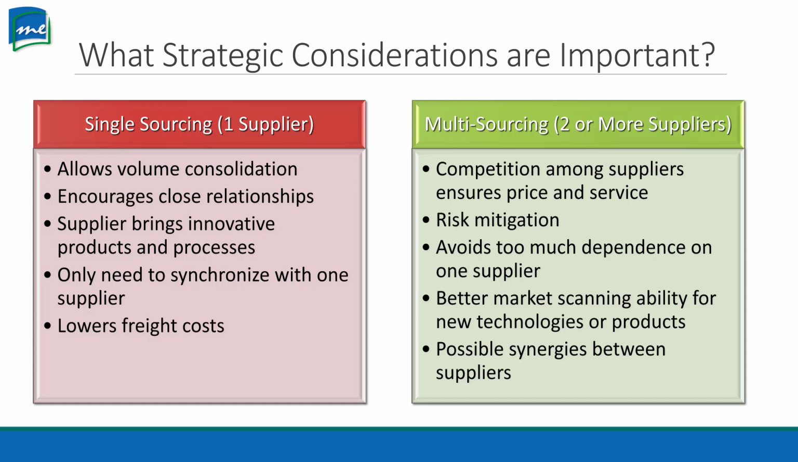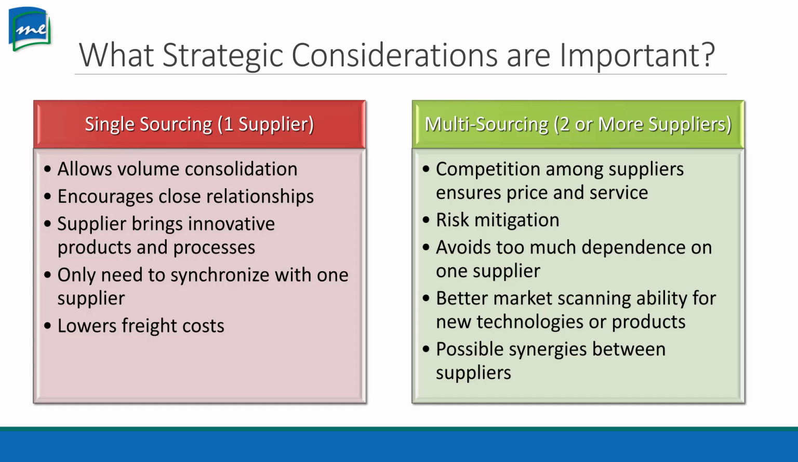So single sourcing, it allows you to consolidate volume purchases. So you take all of your purchases and you go through one company. And this encourages close relationships. You know your sales point of contact, you know their dog's name, you know their kids' names, you know that their kid just lost their first tooth. You know these kinds of details because of how close a relationship is. And your supplier can bring innovative products and processes to you. They may see what you're doing and say, hey, there's a better way to do this. Why don't you try this?